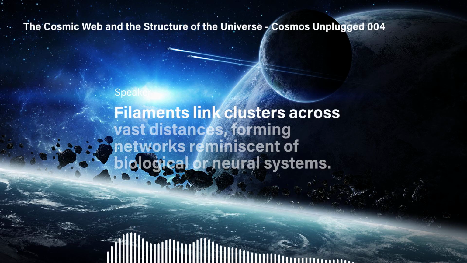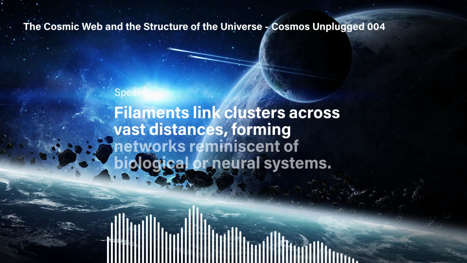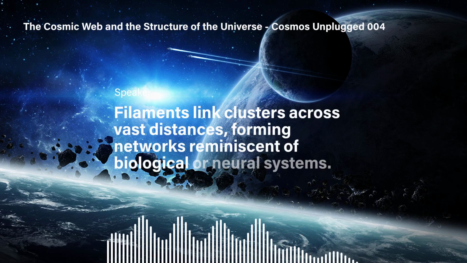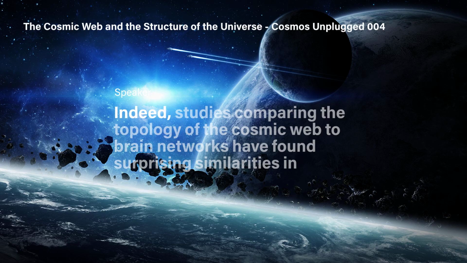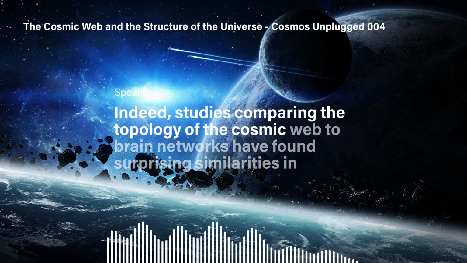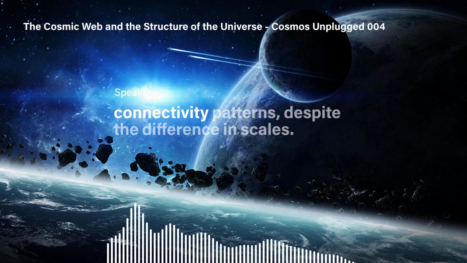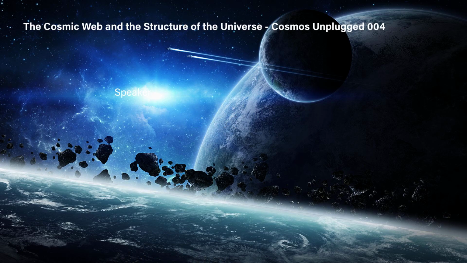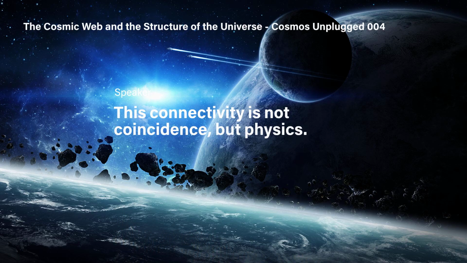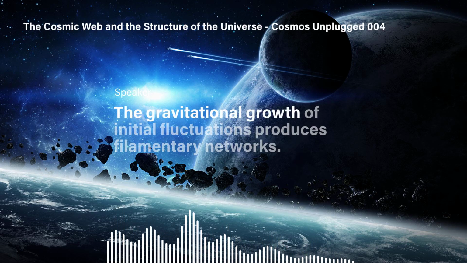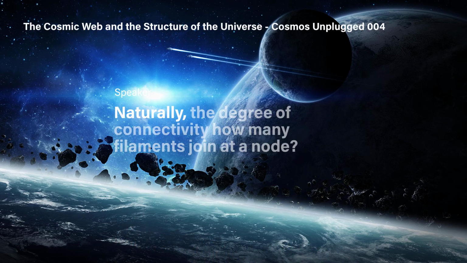Filaments link clusters across vast distances, forming networks reminiscent of biological or neural systems. Indeed, studies comparing the topology of the cosmic web to brain networks have found surprising similarities in connectivity patterns, despite the difference in scales. This connectivity is not coincidence, but physics. The gravitational growth of initial fluctuations produces filamentary networks naturally.